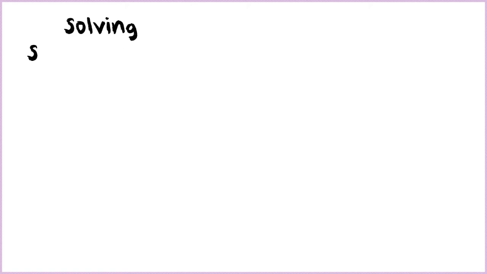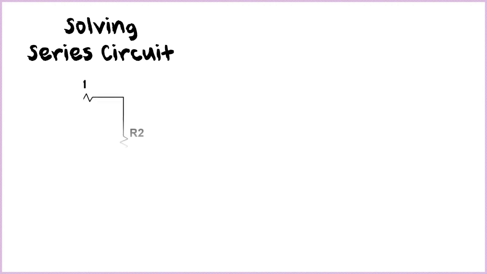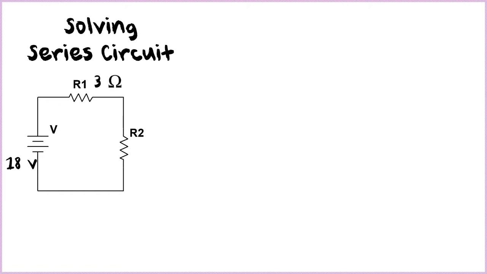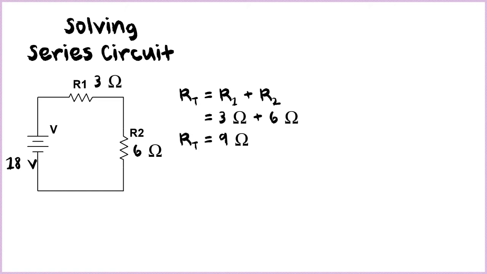Okay. Solving a series circuit. So what if we add values to our circuit? As for our total voltage, we would have 18 volts. That's our voltage source. R1 would be 3 ohms, R2 would be 6 ohms. So first things first, we would convert this series circuit into a simple circuit. How do we do that? We first get the total resistance, which is equal to R1 plus R2. Our R1 is 3 ohms plus 6 ohms, we would have 9 ohms.